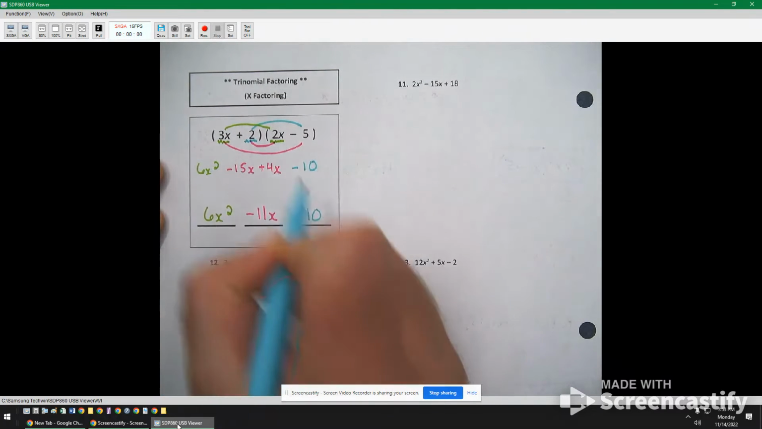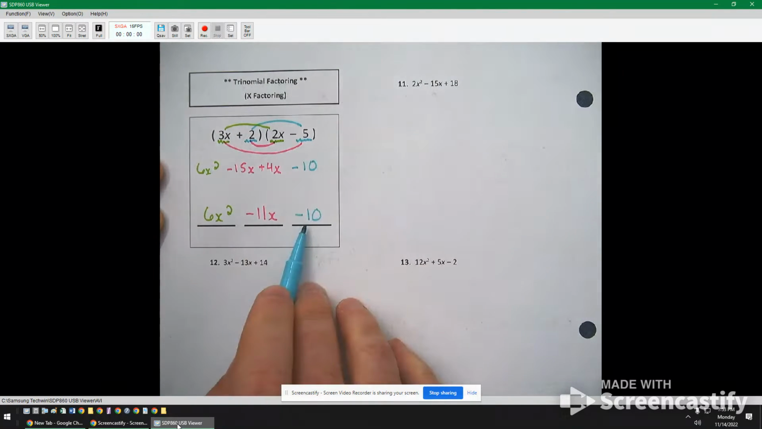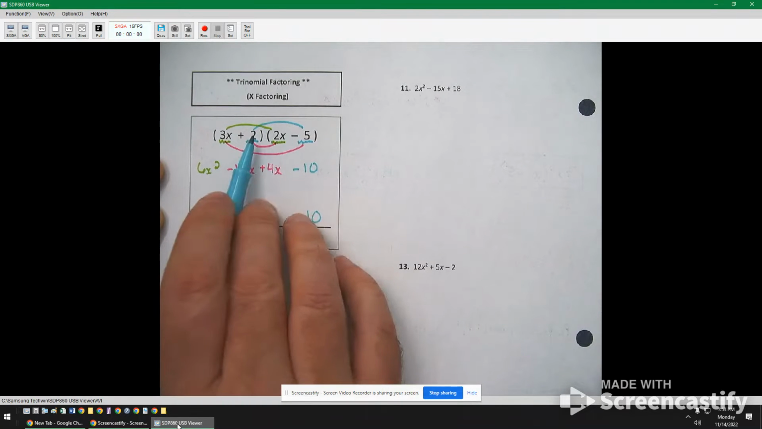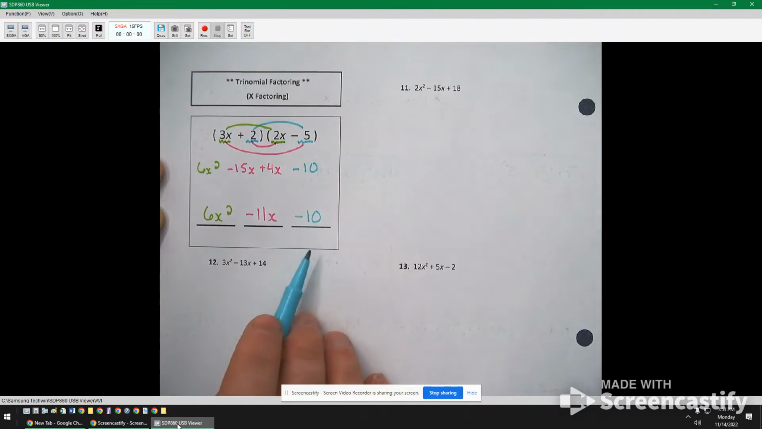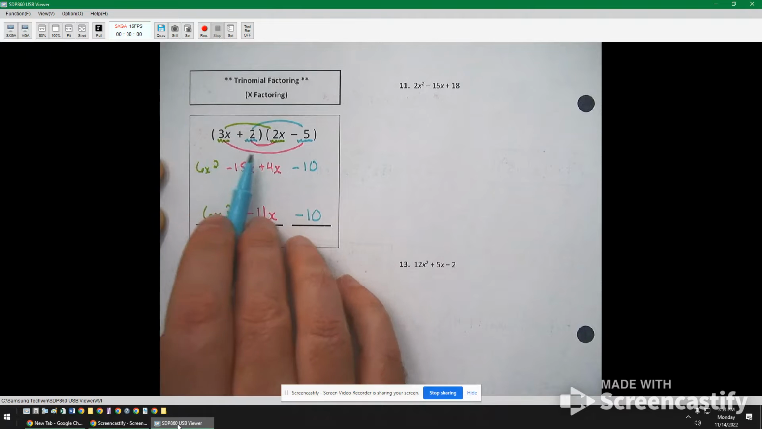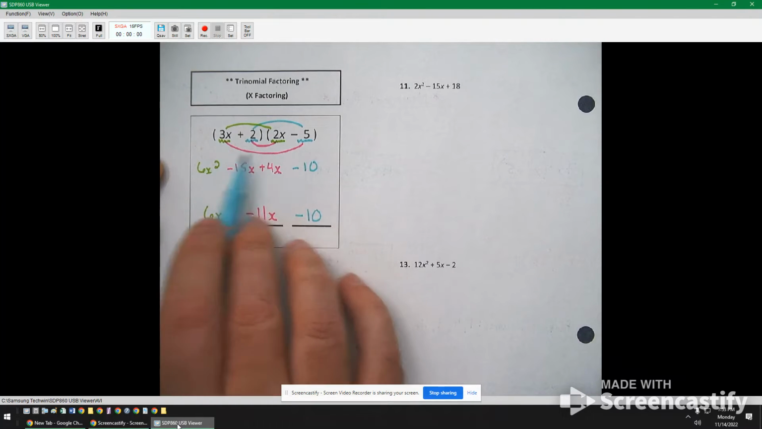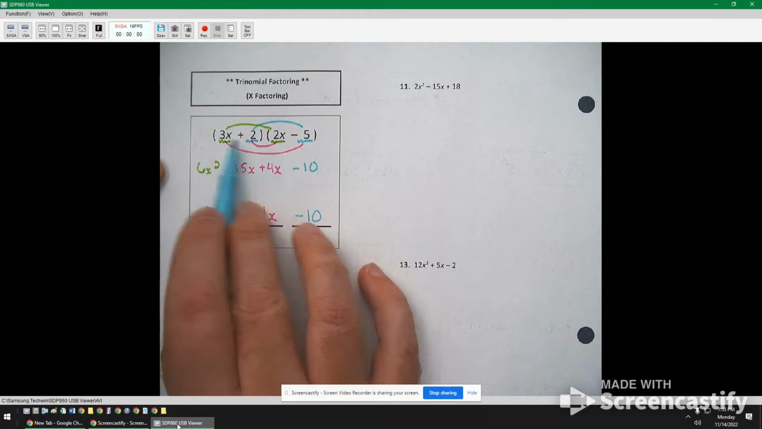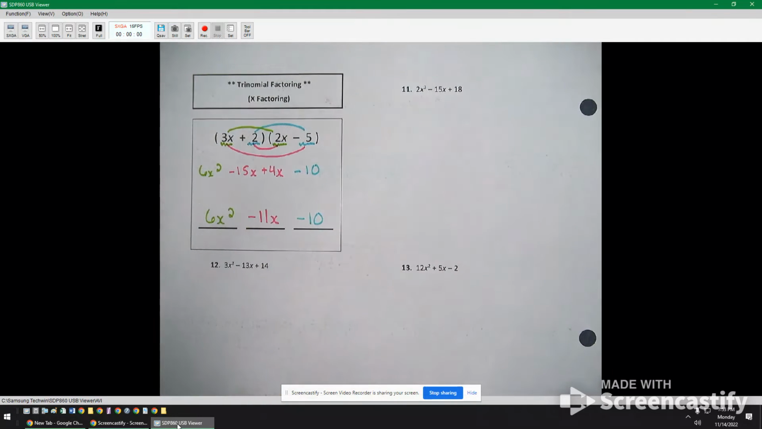The number at the end, the negative 10 in this case, came from the two pieces that don't have x's. When you multiply things without x's, they're not going to have x. The middle is a combination of both of them. It's a combination of the first and last, and the second and the third. We call these the outsides and the insides.